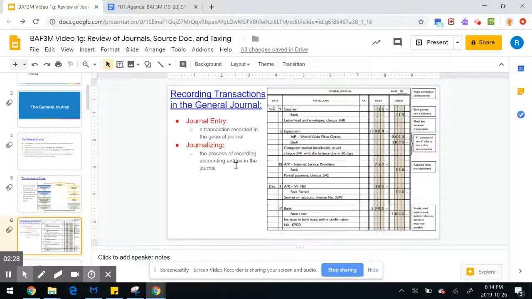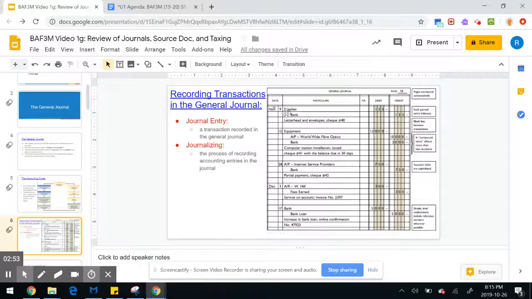When it comes to learning about the journal, we say a journal entry is just a transaction recorded in the general journal. So each of these are journal entries. This whole little chunk right here is one journal entry. This is one journal entry, et cetera. Journalizing is just a verb we use for the process of recording the entries. How do you make a general journal? That's the big thing to make sure we review and are comfortable with going into this.